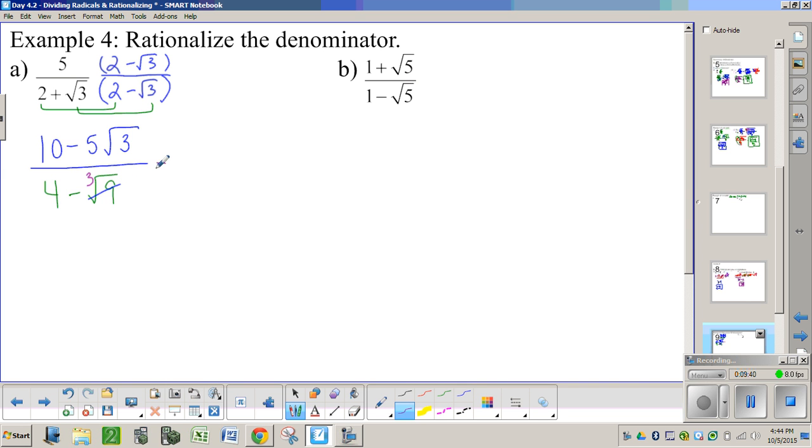So now we have 10 minus 5 square roots of 3, and I really don't need to put it all over 1. So there's my final answer.